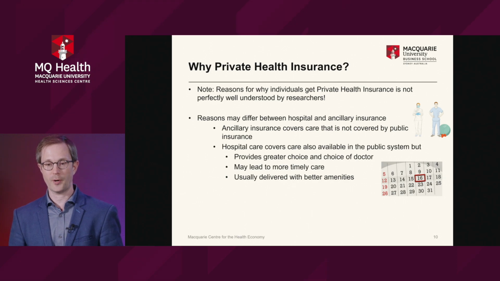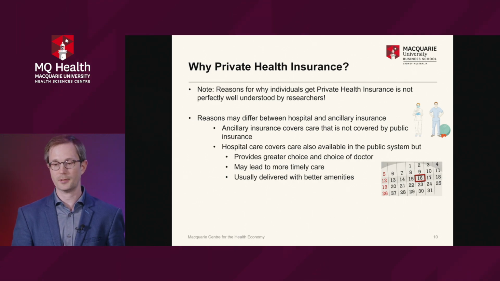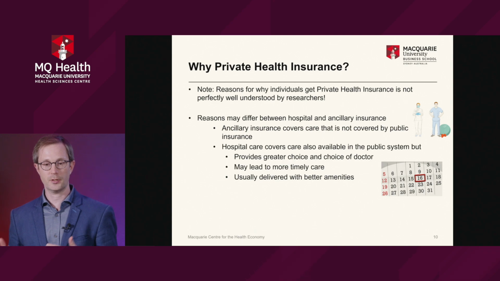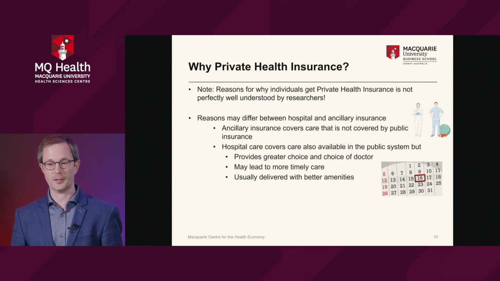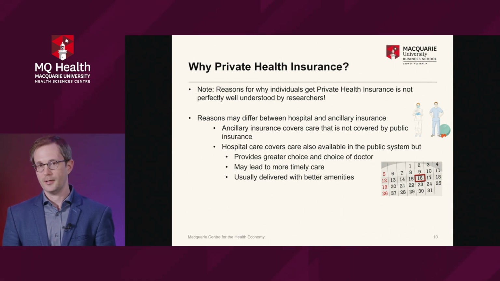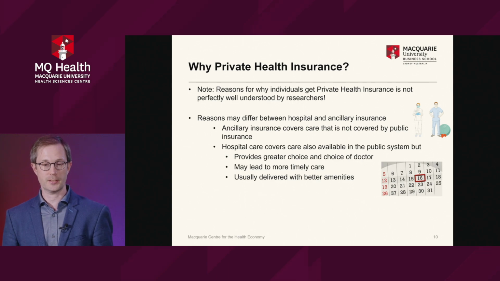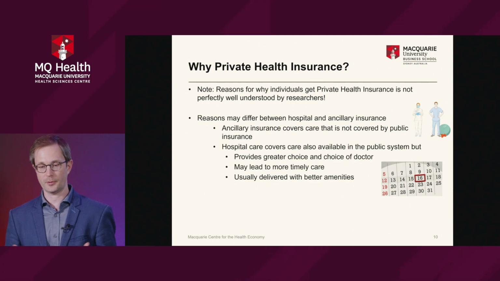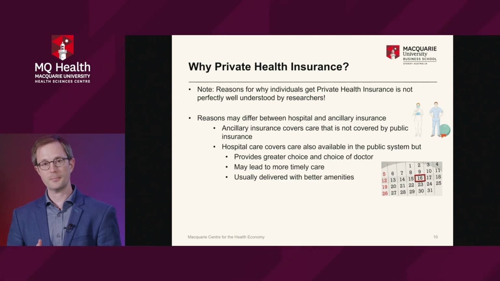Reasons also may differ quite strongly between whether people get hospital care and whether they get auxiliary care. So auxiliary insurance covers care that is actually not covered at all by public health insurance. It's usually not for really life and death type costs, so the exposure to financial risk is not as big as in hospital insurance. But if you don't have private health insurance for auxiliary care, you're actually not covered at all. You have to cover all the costs yourself. So that can be a reason for people to get this type of insurance.